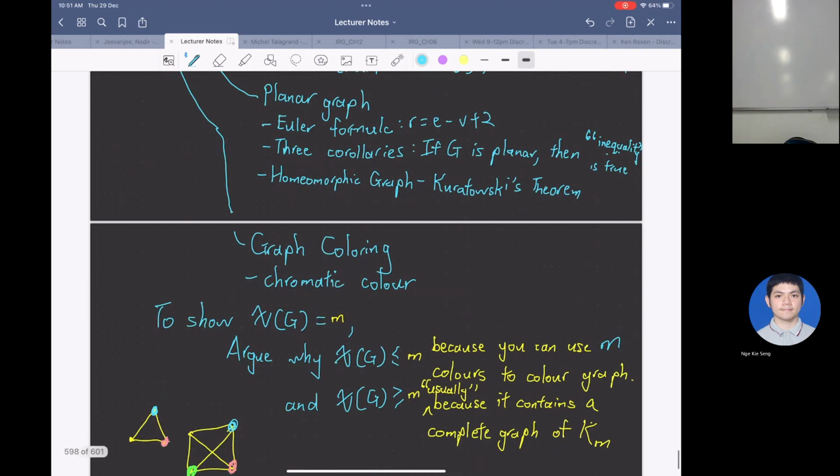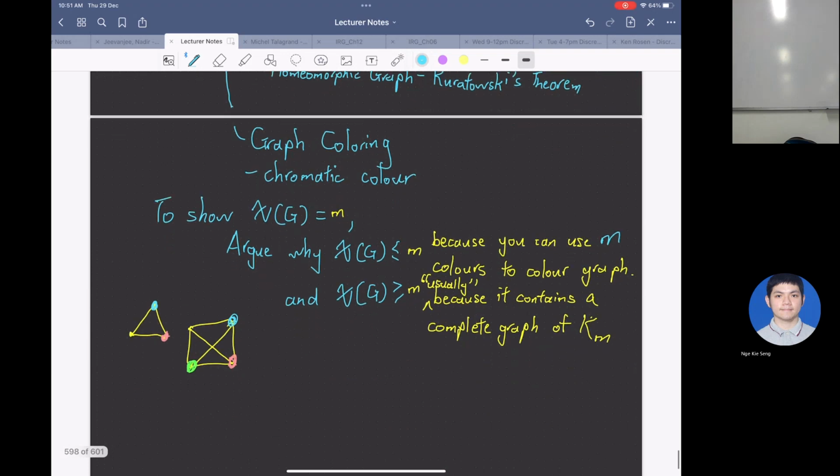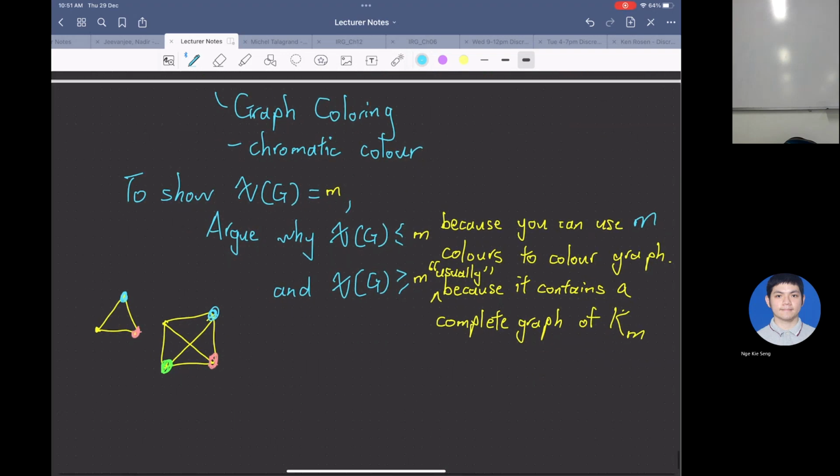And then the next part is graph coloring. What's the least number of colors to use to color your graph? That's the chromatic number. To show the chromatic number is M, for example, you need to give me two arguments. This one you need to know; I think it's in the exam. First, you need to argue χ is less than or equal to M, and then you need to argue χ is greater than or equal to M. Only then can you conclude it is M.